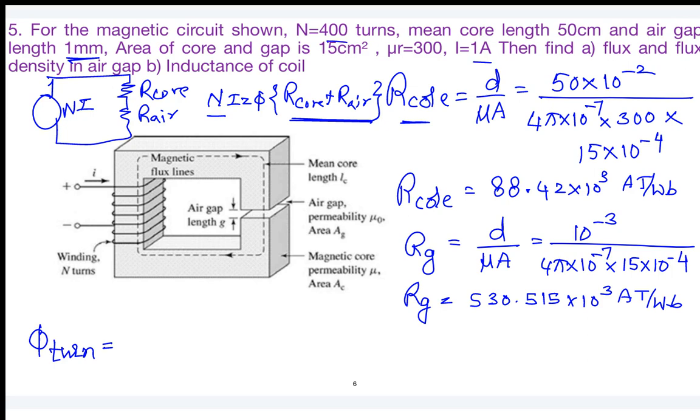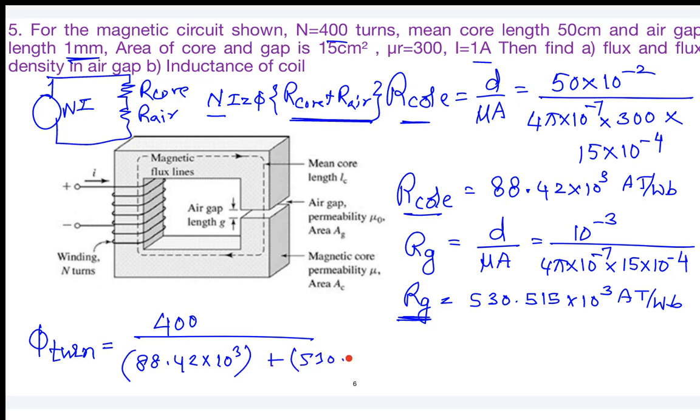So that is equal to 400 divided by the reluctance of the core plus the reluctance of the gap. You can find that out. So we'll get 88.42 into 10 power 3 plus 530.515 into 10 power 3. So we'll get the flux per each turn. I can simplify. What is the value you are going to get?